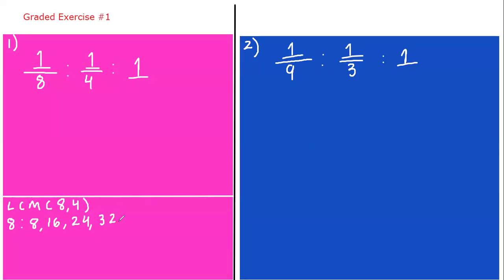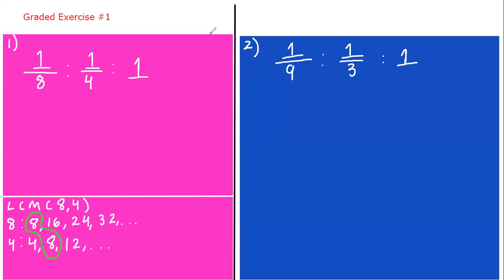We don't have to write all that. Stop right there. What are the multiples of 4? 4, 8, 12. And the list goes on, right? We can continue. So what is the lowest common multiple of the two? It's 8. Definitely 8.